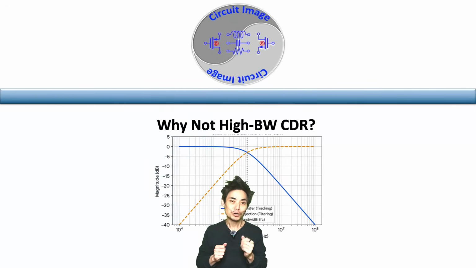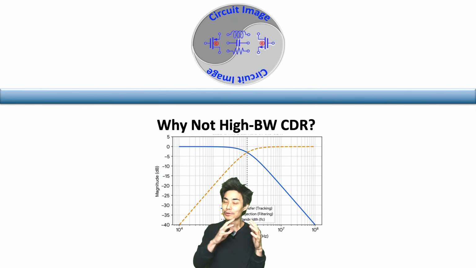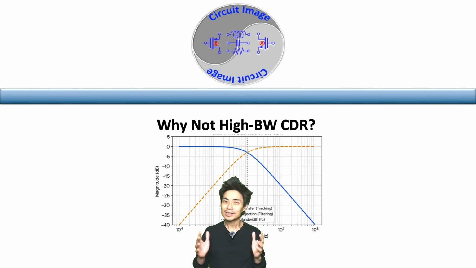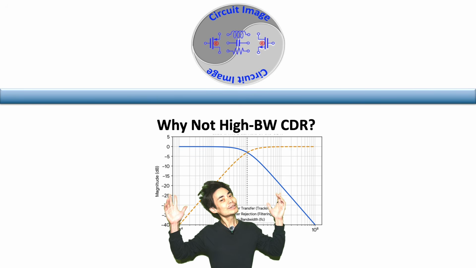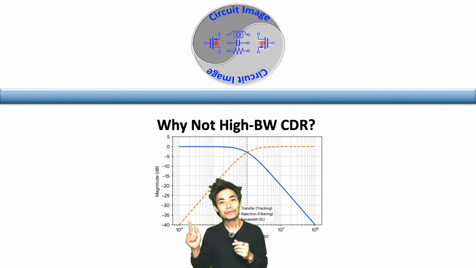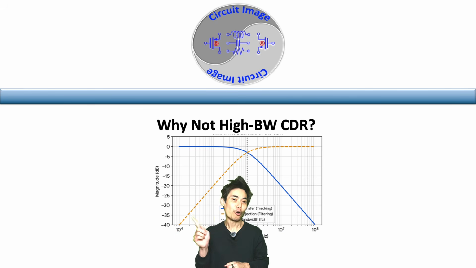In the previous video, we said more CDR bandwidth helps the receiver follow the moving eye. So the natural question is, why not make the CDR bandwidth as high as possible? At first, this sounds reasonable. If the CDR can follow the input faster, shouldn't the receiver become better? But the answer is no.